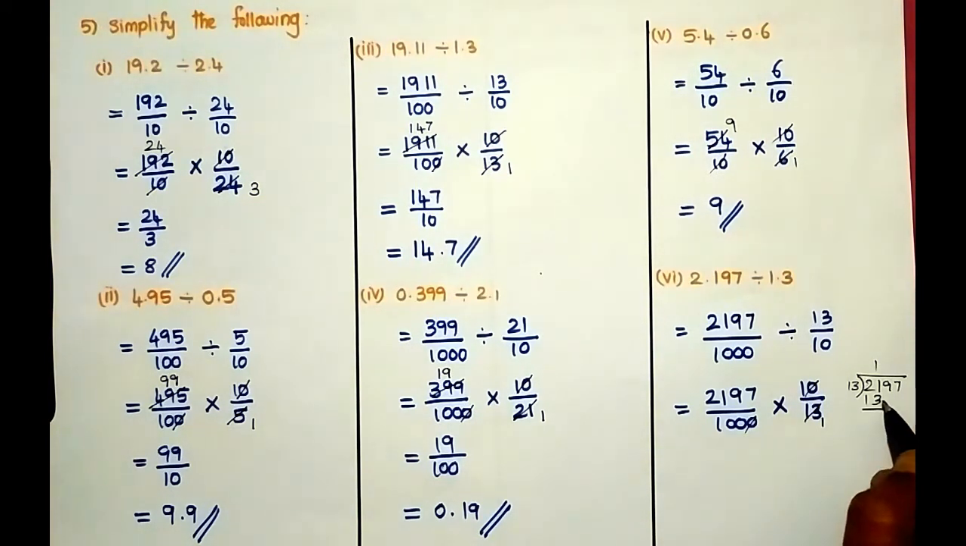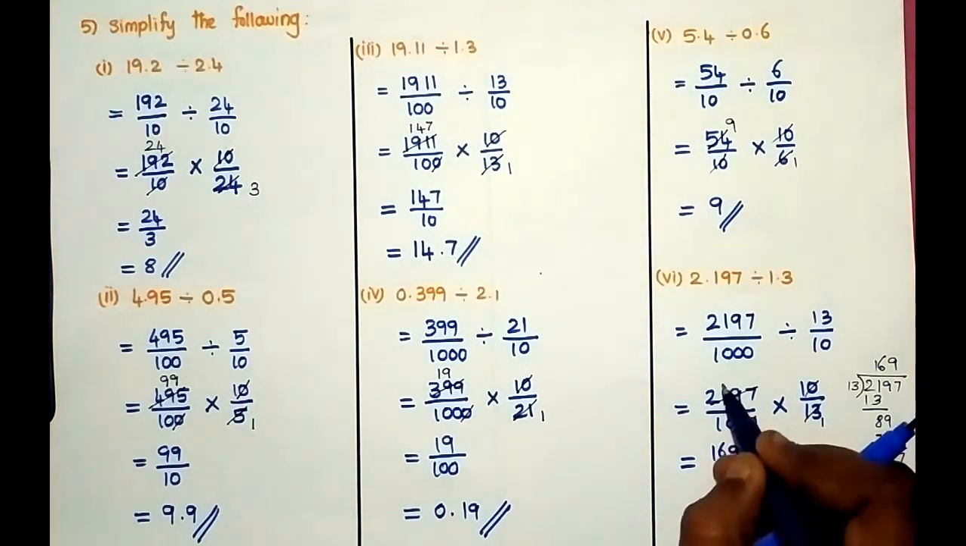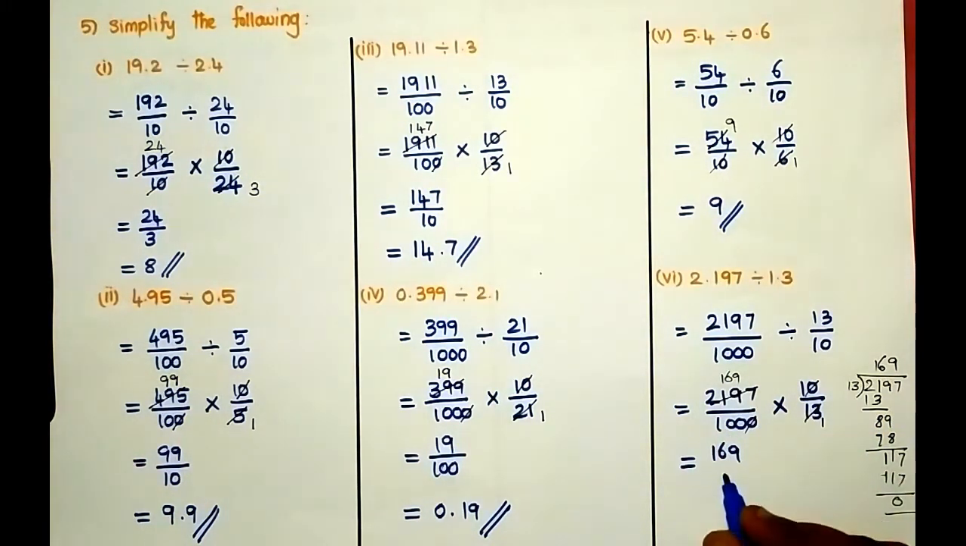1 13, balance 8, bring down 9. How many times? 6 13s are 78, balance 11, bring down again 7, 117 it becomes, that is 9 times. So 169, it cancelled means we get 169 times. So 169 divided by 100, answer is 1.69. That is the answer.